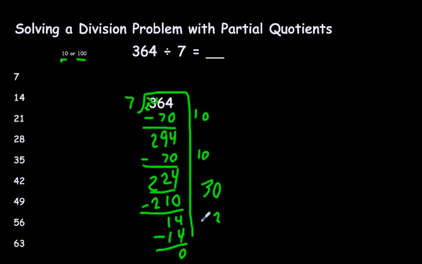And so all I have left to do is add all my partial quotients over here, which gives me 52. So my quotient would be 52.